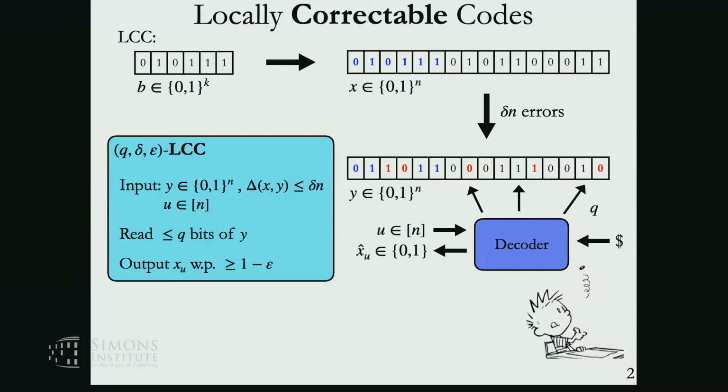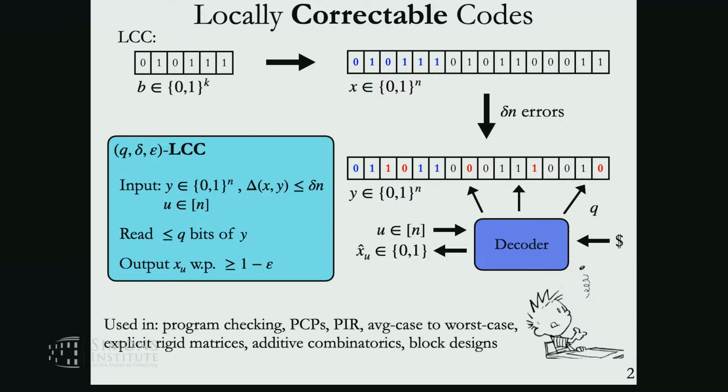Because you are all coding theory people, I probably don't need to convince you that these codes are very useful. You've probably seen their applications in things like probabilistically checkable proofs or private information retrieval schemes and so on. So I'm not going to motivate these that much, but we've seen a few talks on these works.